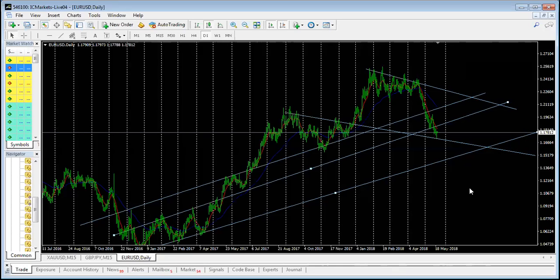Yeah, Slick. So you have plenty to go. So it might look like we're saying buy now, but let's go down to the lower time frame and see what's going on.